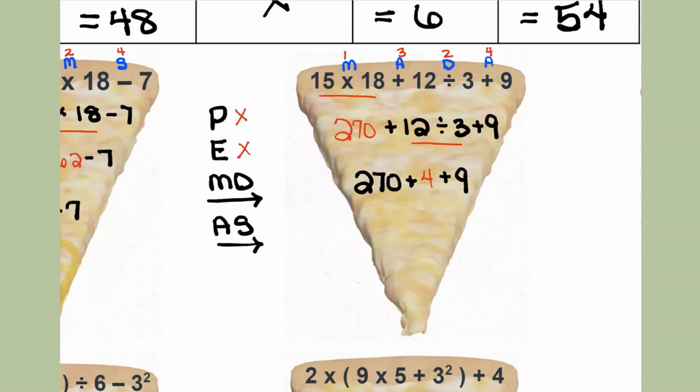So as we're doing addition here, remember we start on the left and we do 270 plus 4. 270 plus 4 is 274. And then we're going to bring that plus 9 straight down. Now our first bite of pizza is going to be the answer to this problem. So 274 plus 9 is 283. If that's the answer that you got, great job.